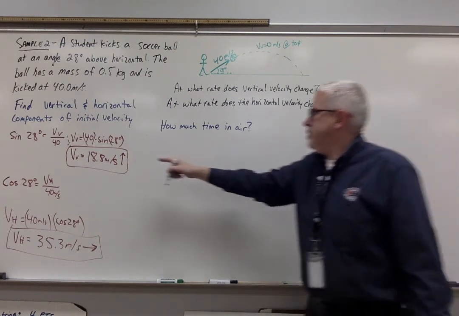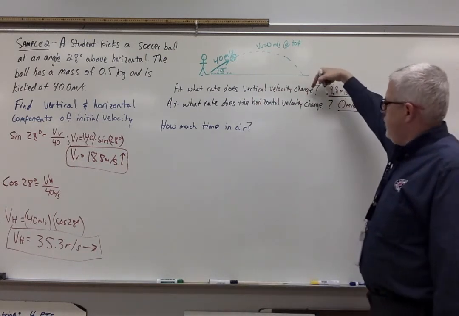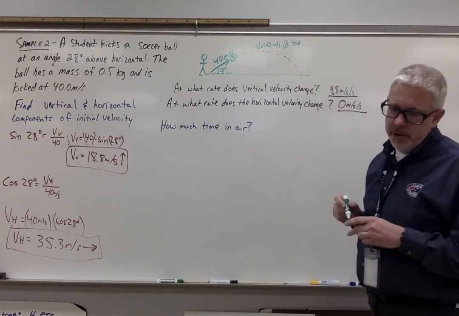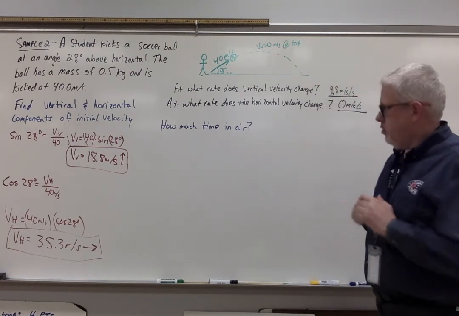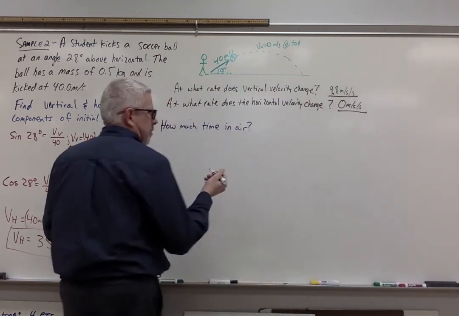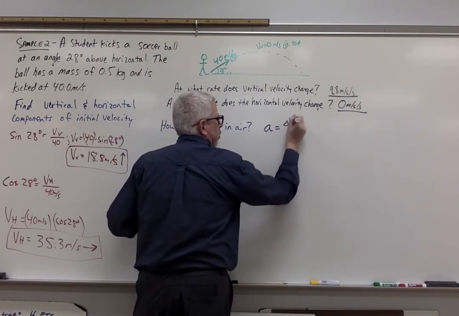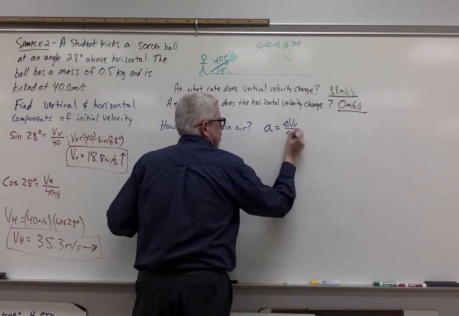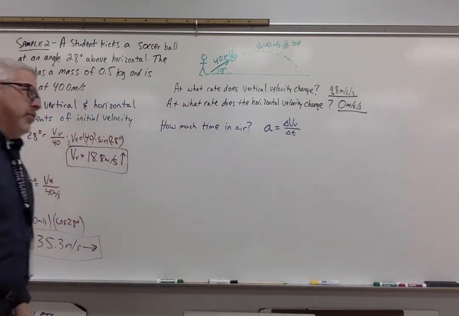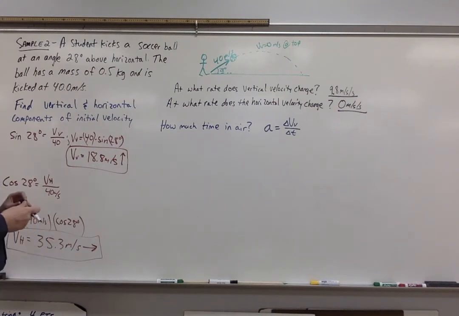I know my vertical velocity starts upward at 18.8 meters per second. Therefore, the final vertical velocity will be downward at 18.8 meters per second. So there's a couple ways we could do this. I'm going to use the formula a equals change in vertical velocity over change in time. Why does it have to be vertical velocity? Because we only have acceleration in the vertical direction.